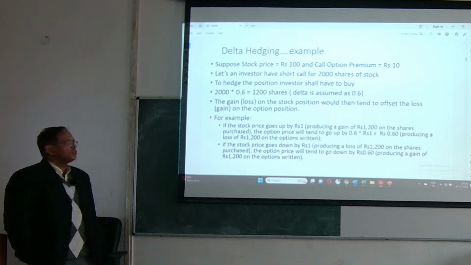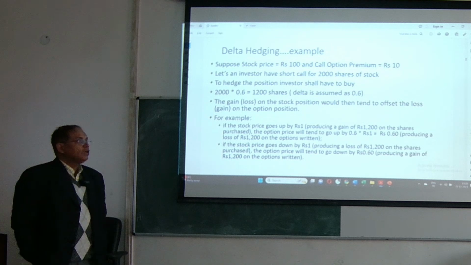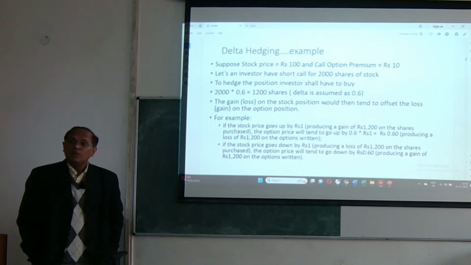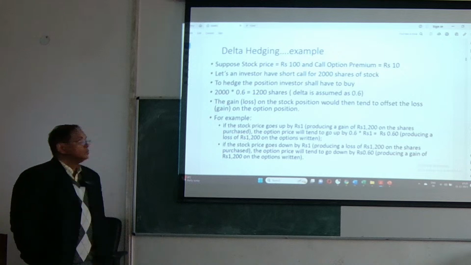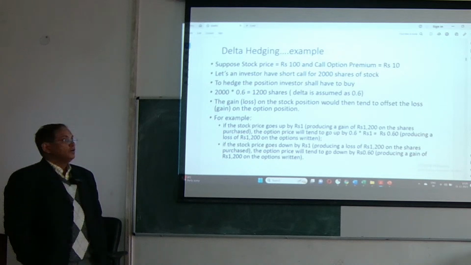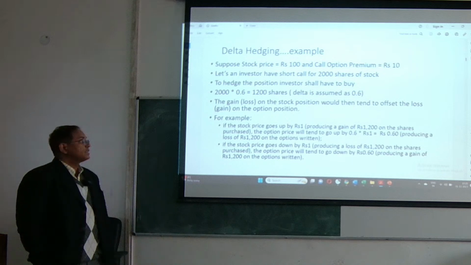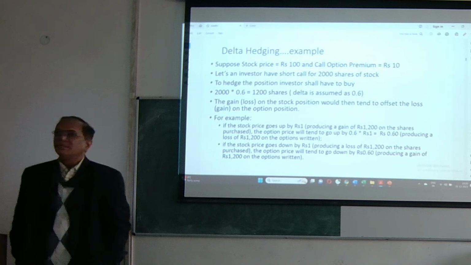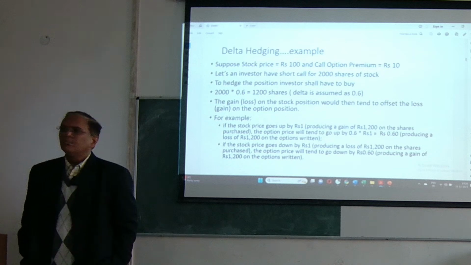For example, if the stock price goes up by rupees 1, producing a gain of 1200 on the shares purchased, because you have 1200 shares and 1 rupee price has gone up per share, so 1200 is the gain. The option price will tend to go up by 0.6 into 1, that is 60 paisa, producing a loss of 1200. Clear? So, in the at the money example we had taken, we take the movement on any side, and there is some similarity.